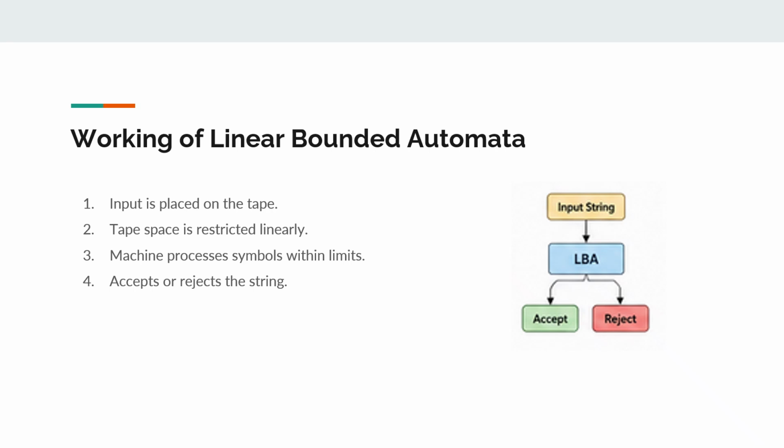In a linear bounded automaton, the input is first placed on the tape. The machine processes the symbols while staying within the limited tape space. Based on the transition rules, it either accepts or rejects the input string.